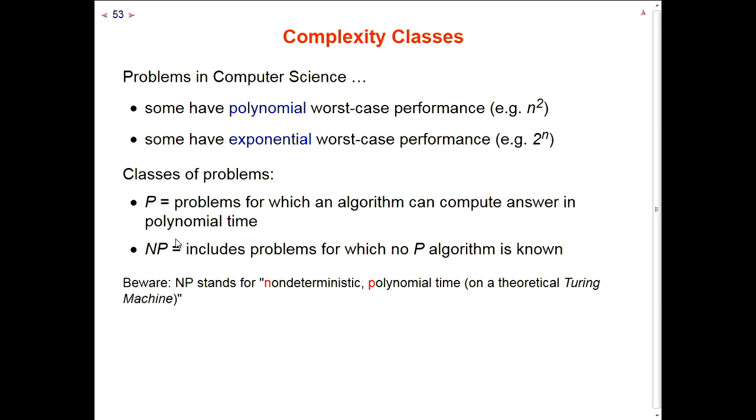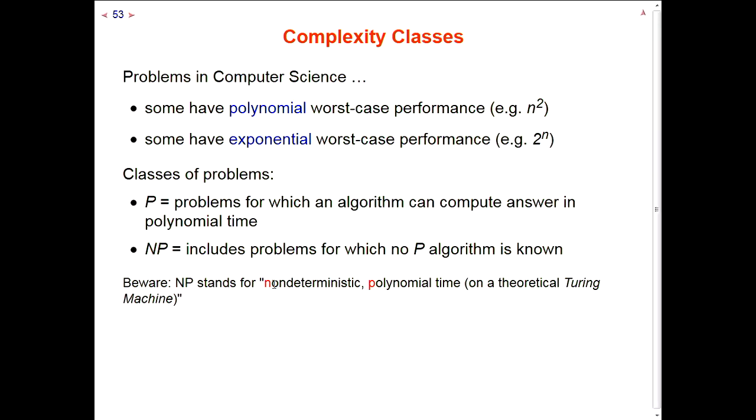And NP is a class that I have to be a bit careful in what I'm saying. It is not the class for which you don't have a polynomial algorithm, because that's one of the most famous open problems. But NP stands for a class that includes problems for which we currently don't know a polynomial algorithm. And do be aware of what some people seem to think: NP doesn't stand for non-polynomial. It does stand for non-deterministic polynomial time problem.